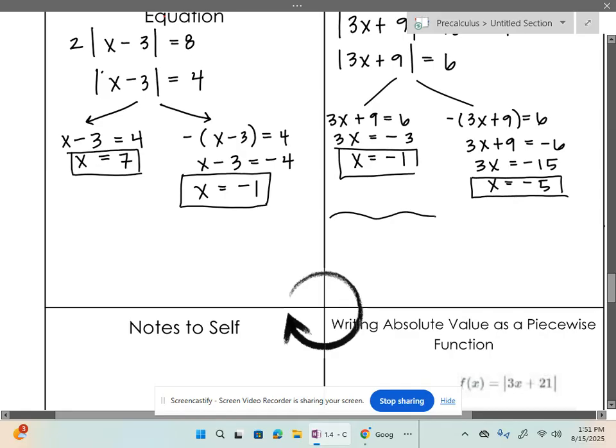I'll do a partial example of one of the others just to show you how to isolate absolute value bars with multiplication. So here we have a 4 multiplied by the absolute value expression. And so we're just going to have to go ahead and divide both sides by 4 to isolate the absolute value. And then you'll continue with the splitting and the solving.